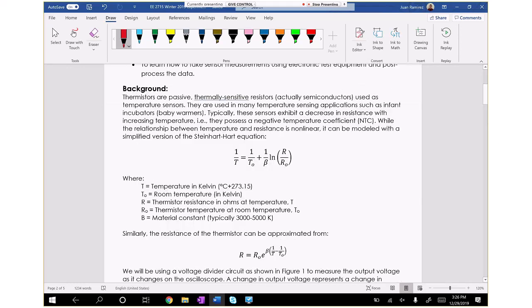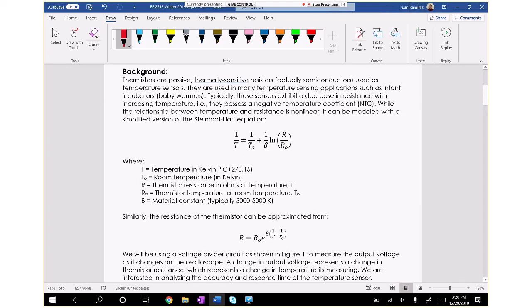Okay, so a little bit of background. Thermistors are passive, thermally sensitive semiconductors that have a resistance proportional to temperature. Perhaps proportional might not be the right word, but rather there's a well-known relationship between temperature and resistance. Proportional might imply that the relationship is linear, but in fact the relationship is exponential, as we will talk about in a minute.